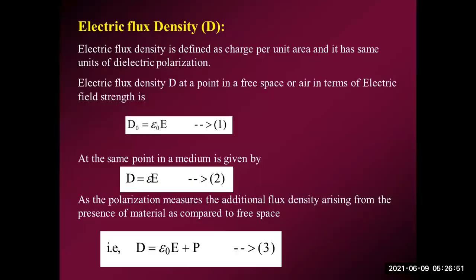This particular aspect we discussed in the last class. We also need to understand electric flux density. What is electric flux density? The amount of electric charge per unit area is electric flux density, which is mathematically given as D = epsilon E + P.